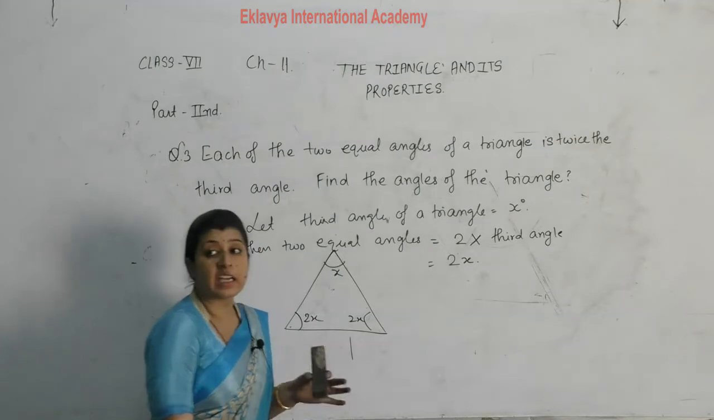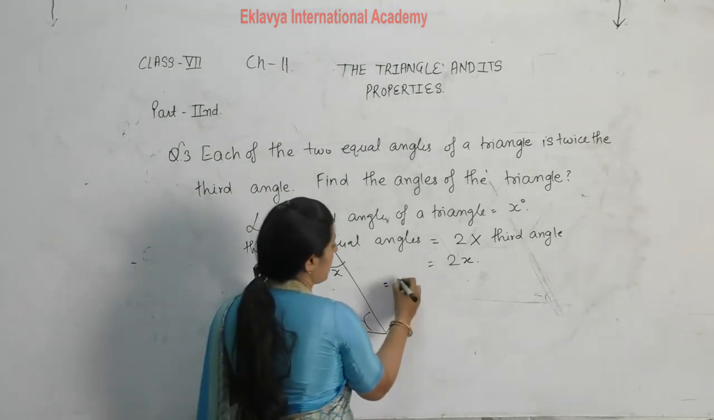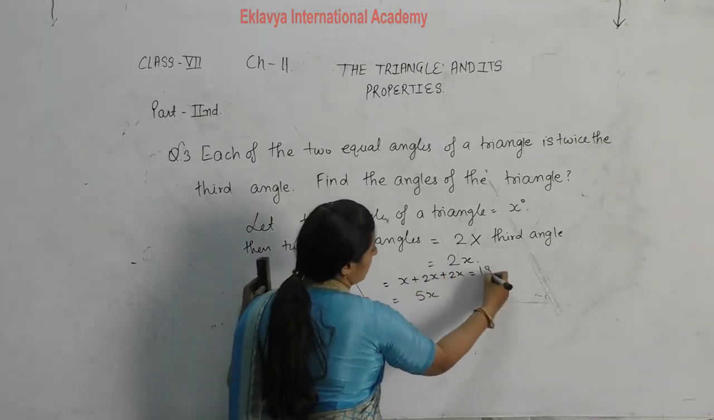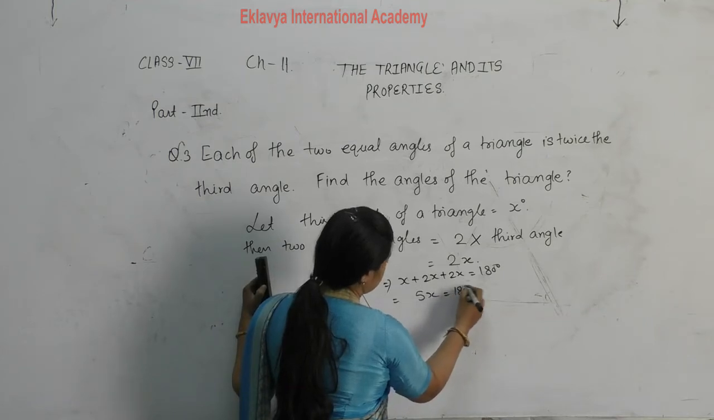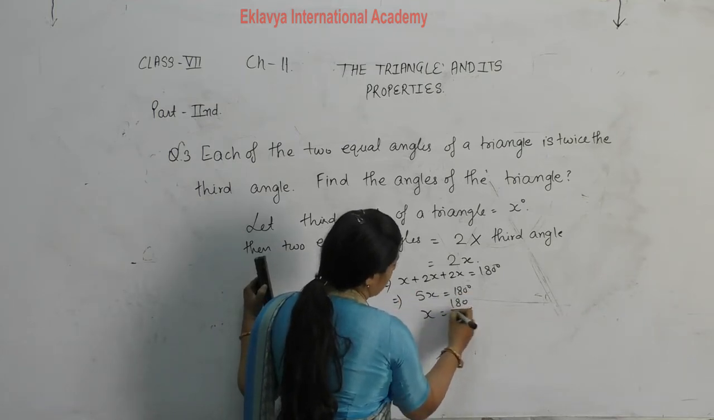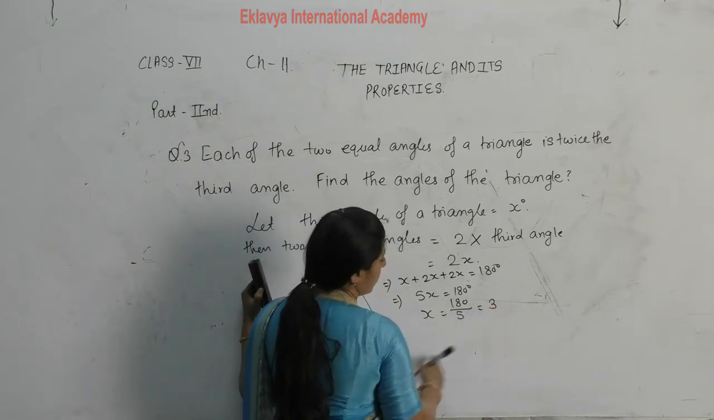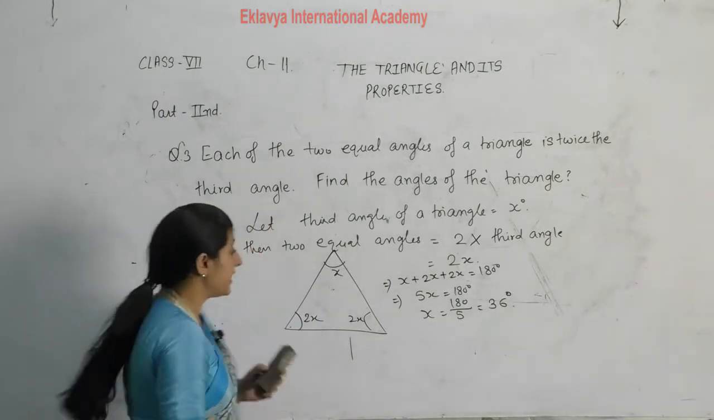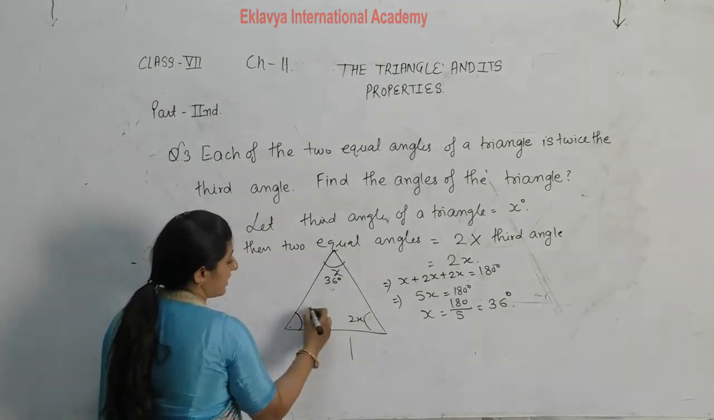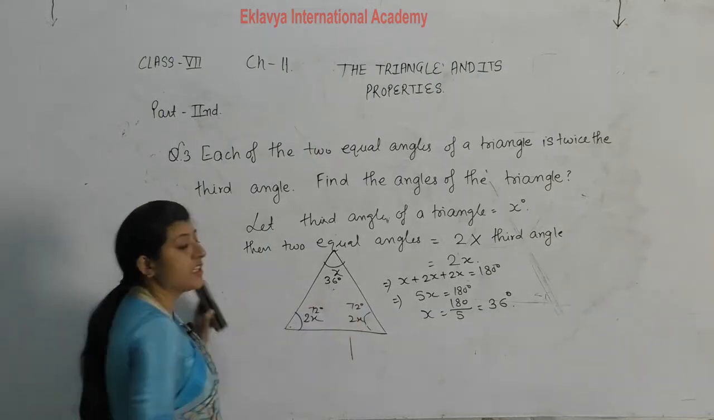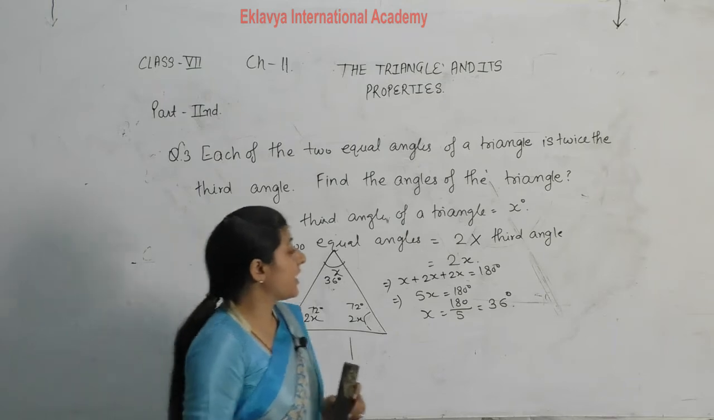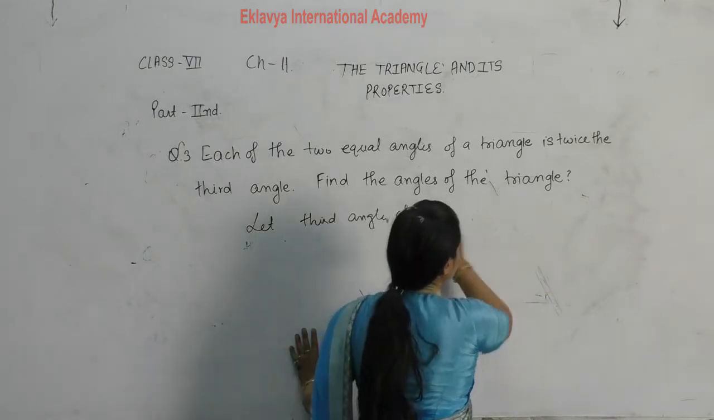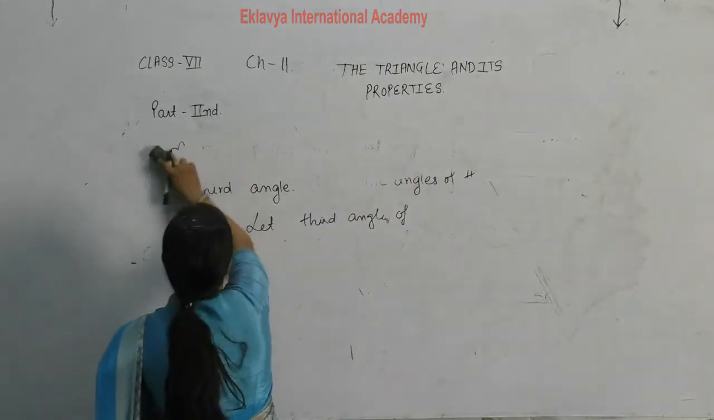Now we can apply the angle sum property of a triangle: x plus 2x plus 2x, that is 5x, is equal to 180 degrees. x is equal to 180 by 5, 5 sixes are 30, so x is 36 degrees. It means this angle is 36 degrees and these two angles become 72 degrees. Okay, now see the next example. Very easy examples related to this concept.